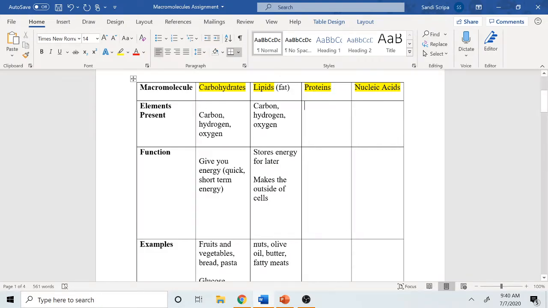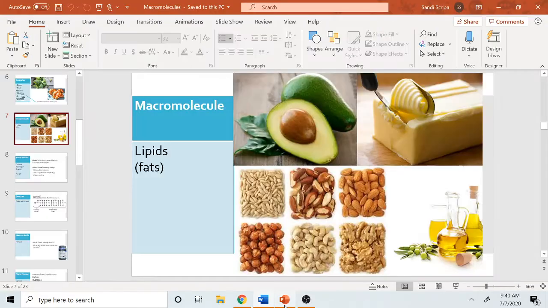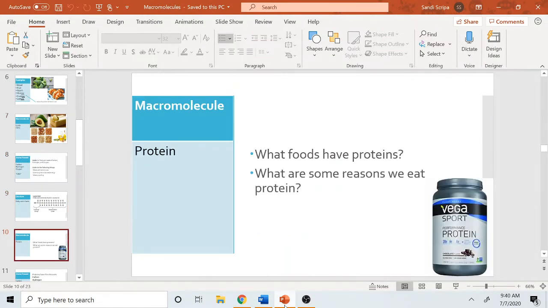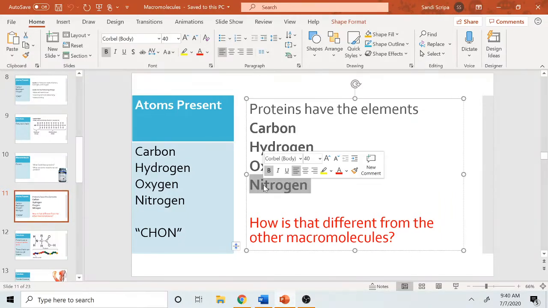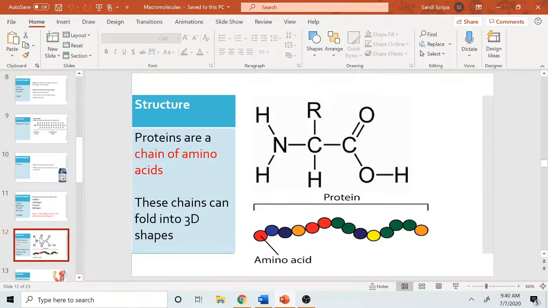Proteins are a little bit different. They are made of carbon, hydrogen, and oxygen, but at this point, we're going to add a new element, which is nitrogen. So when we're talking about proteins, we're adding a new element. We're going to be talking about proteins a lot in this class. A lot of the things that we're going to do next week are going to have to do with proteins.